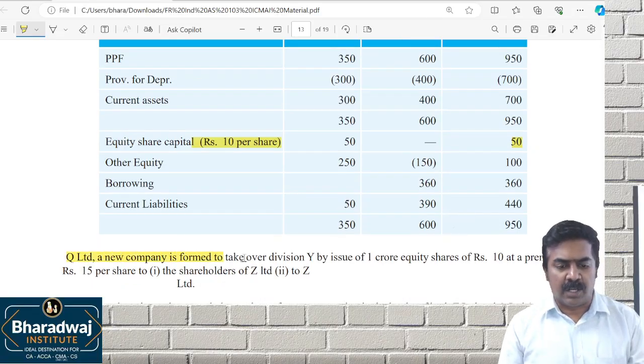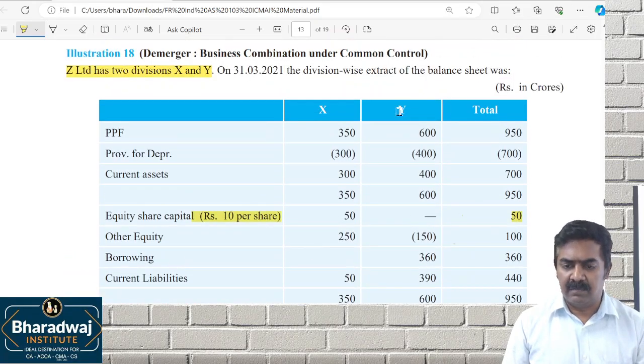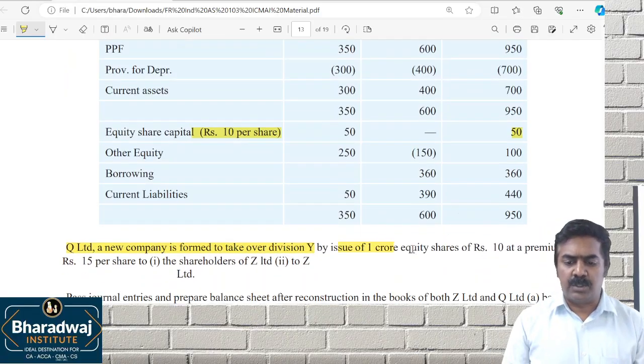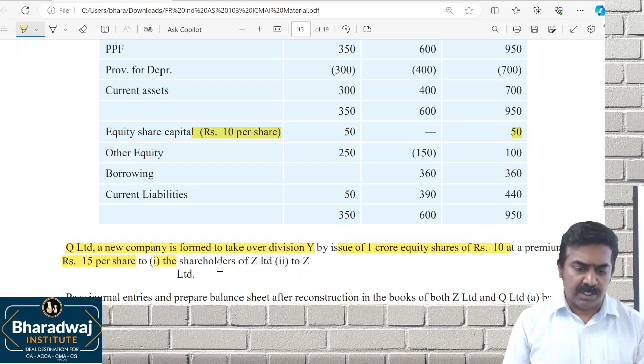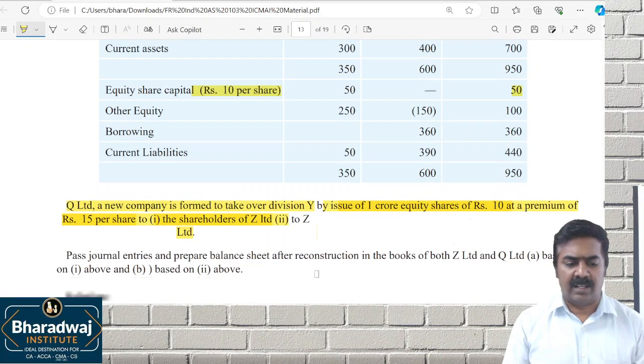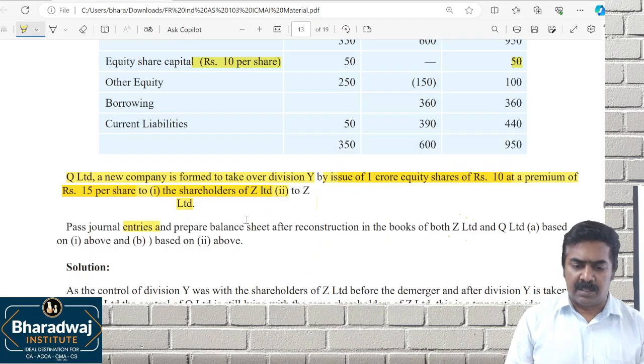Q Limited, a new company, is to be formed to take over the business of Y. We are going to sell Y. They are going to issue 1 crore shares of 10 each at a premium of 15 per share to the shareholders of Z Limited. Pass journal entries and prepare the balance sheet of reconstruction in the books of Z Limited and Q Limited based on 1 and 2 above, as given.